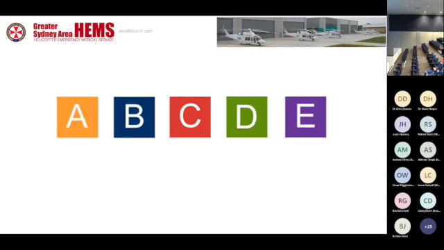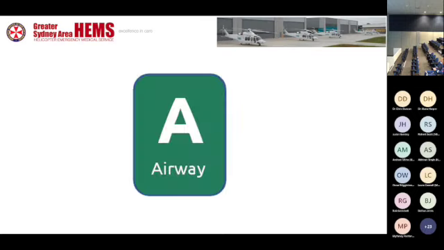So what we'll do is talk through, from a physiological perspective, A, B, C, D, and E. I'm not going to dive too deep into the physiology because what I want to make this about is practical things you can do on your next shift when faced with a bariatric patient. So first of all, we'll start with airway.